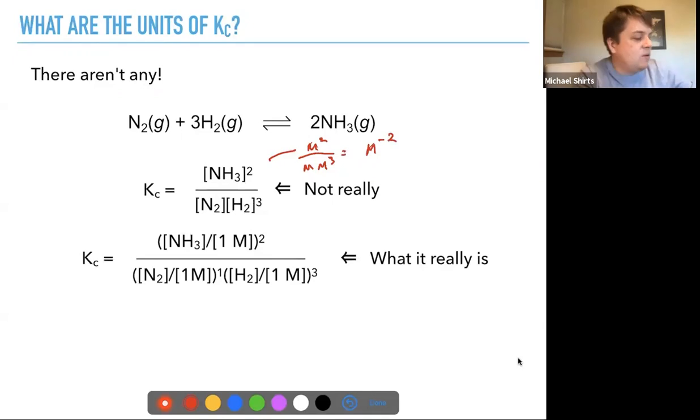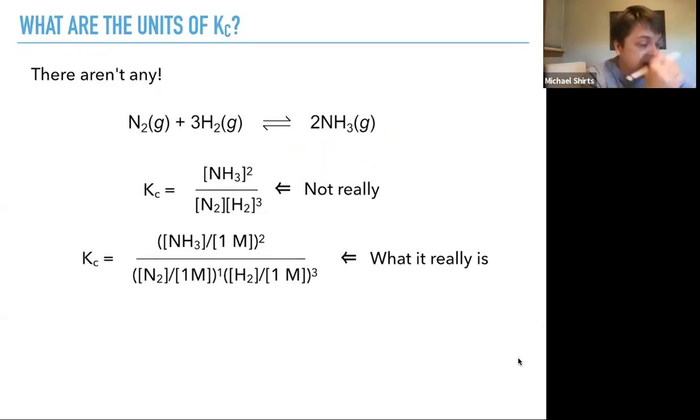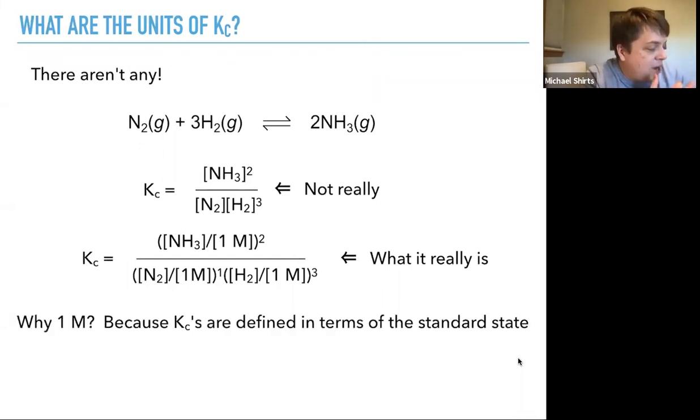That is because the equilibrium constant is actually defined with the concentration of ammonia divided by the standard state. So NH3, whatever the concentration is, divided by 1 molar, because that's the standard state for concentrations. Same thing here: the concentration of nitrogen divided by 1 molar, the concentration of hydrogen divided by 1 molar, and then that cubed. So it's actually a relationship that has no units. Why 1 molar? It's because Kcs are defined in terms of the standard state. If you change the standard state, you will change the equilibrium constant, because you're changing the reference for what it means to be 0 energy or higher energy or lower energy.